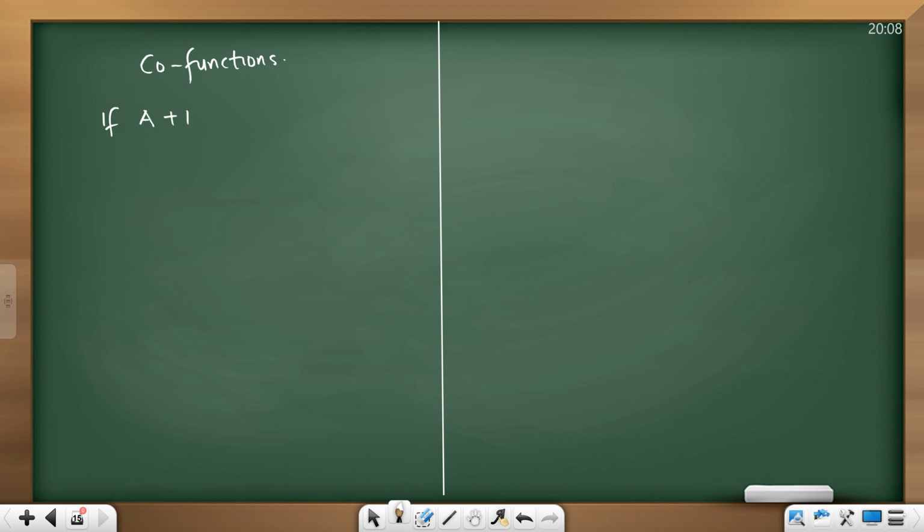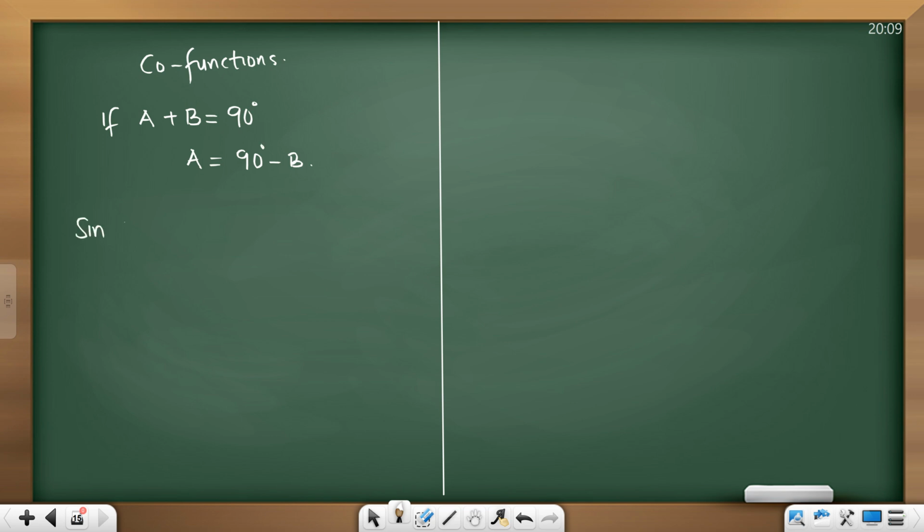If A plus B equals 90 degrees, remember the 90 is to change, then A will be equal to what? 90 minus B. Okay, just ordinary mathematics.